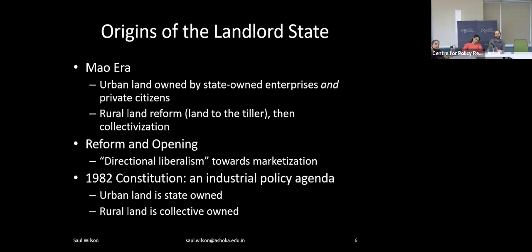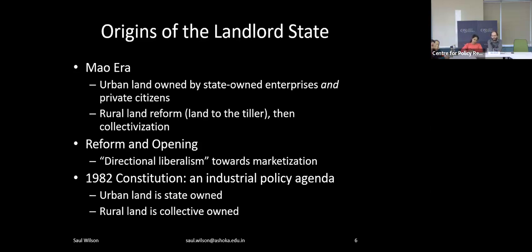So to begin, we should talk a little bit about what the origins of the landlord state are. At the end of the Mao era, as China was transitioning towards reform and opening, urban land was not fully under state ownership. The bulk of urban land would have been owned by state-owned enterprises and by municipal governments that had large housing holdings, but there was still some urban land that was held by private citizens. And rural land, on the other hand, was held by rural collectives.